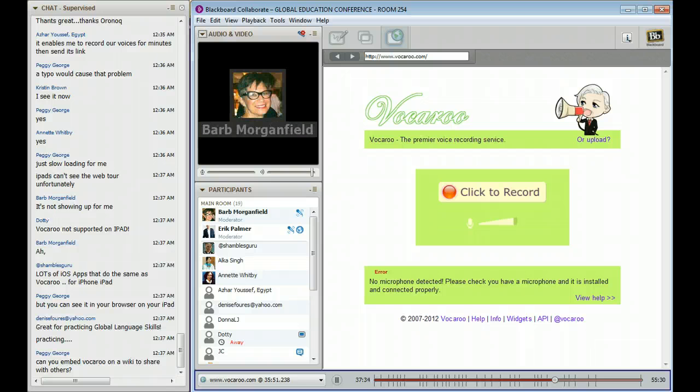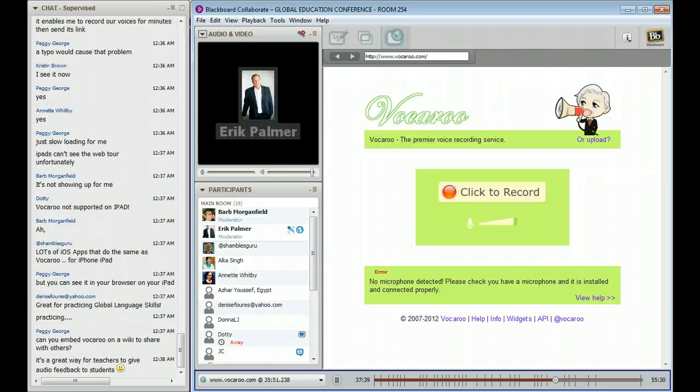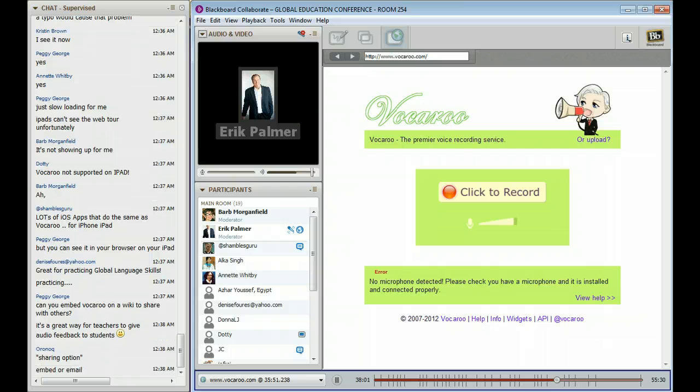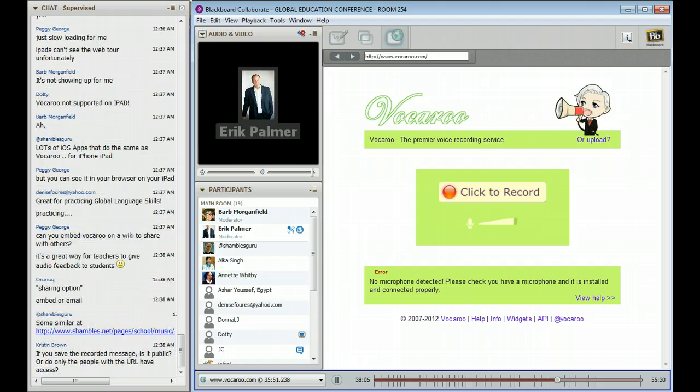Eric, are you able to embed the Vocaroo on a wiki? Yes, you can. When you finish the recording, there's a little button below. If you like the recording, you have some options, and you can click here to save. When you click on that, you get a link, which is just the URL code. Next to that is a button that says embed. That will give you the HTML that you can put on a wiki page or a web page or whatever.